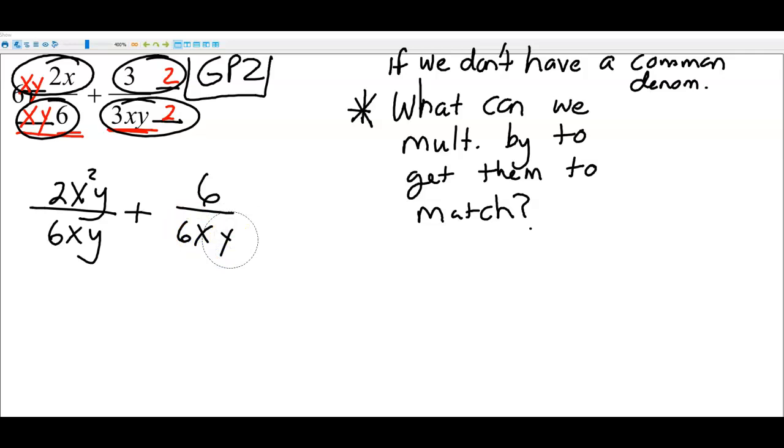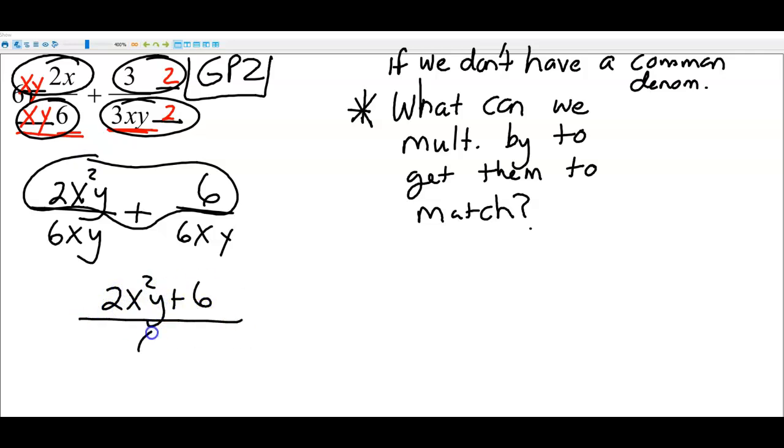So I multiplied the left side by xy, multiplied the right side by 2, and that gets those things to be the same, all right? After that, you could just combine your like terms. Well, there are no like terms, I'm sorry. Just combine the tops together and put them over that common denominator.